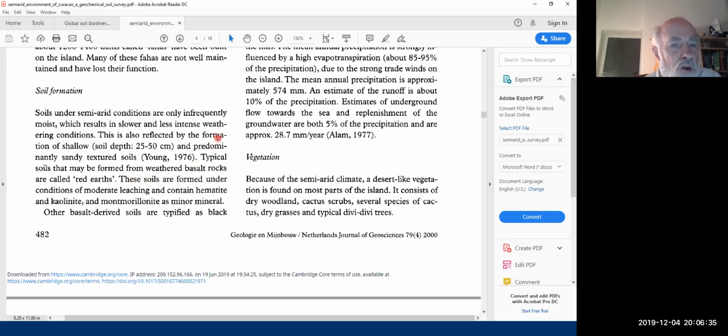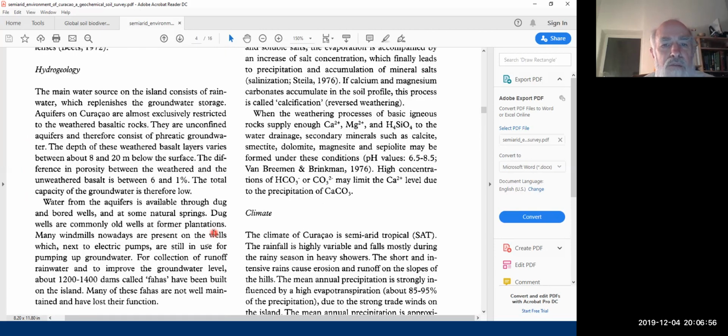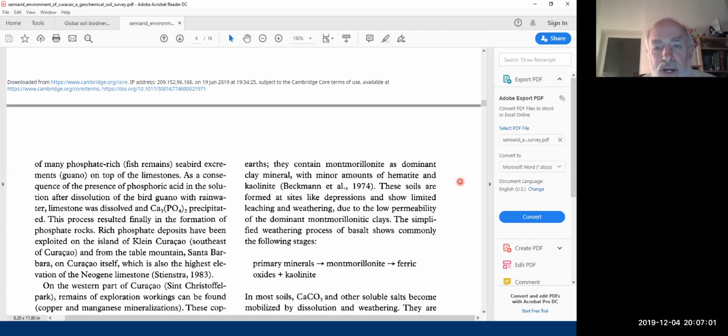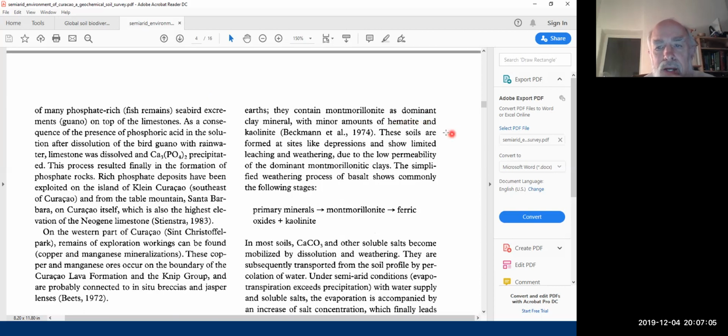So under semi-arid conditions, weathering is slow, not so intense. But there's evidence that there was an earlier period of much more strong weathering. Okay, so other basalt, there's some red ones, and then there are some darker ones. Montmorillonite, that was that clay that makes the gumbo soil. Hematite is an iron oxide. And these soils typically form at depressions, with limited leaching and weathering due to the low permeability of the Montmorillonite clay. So that's why the gumbo soil has a very low permeability. The bulk density is really high. They're tough. There's just no holes in there, and water tends to accumulate there.